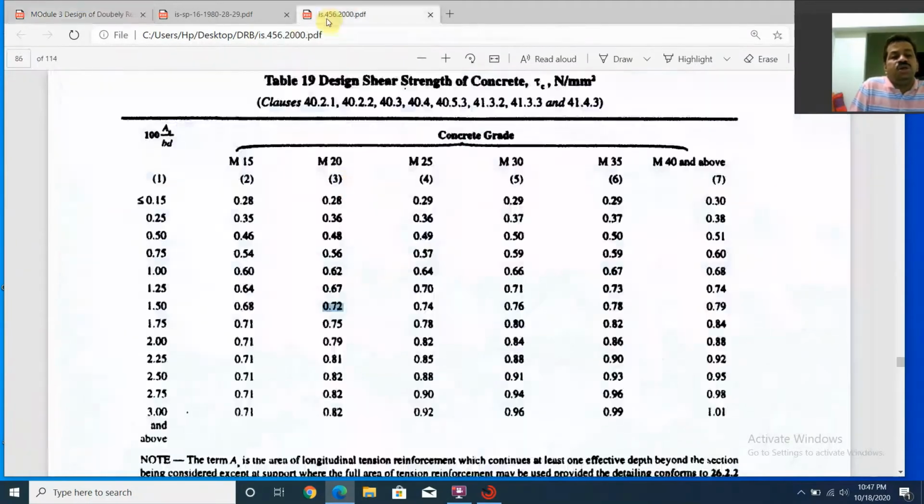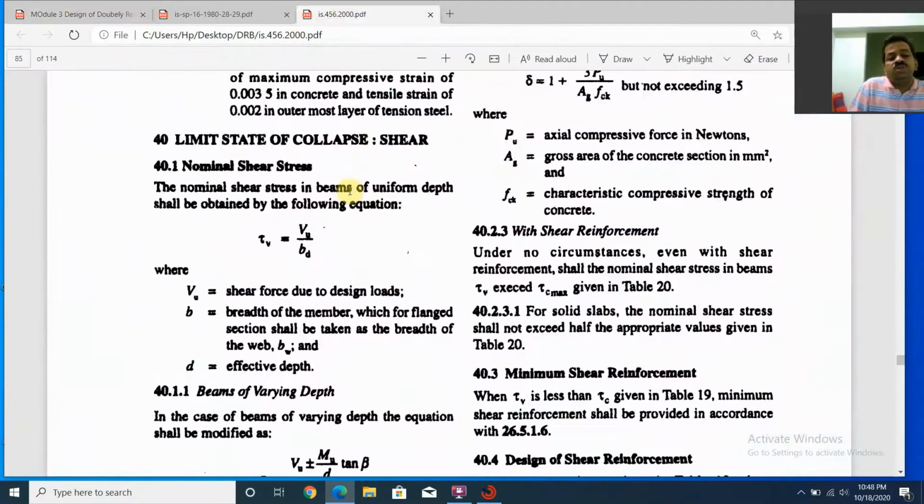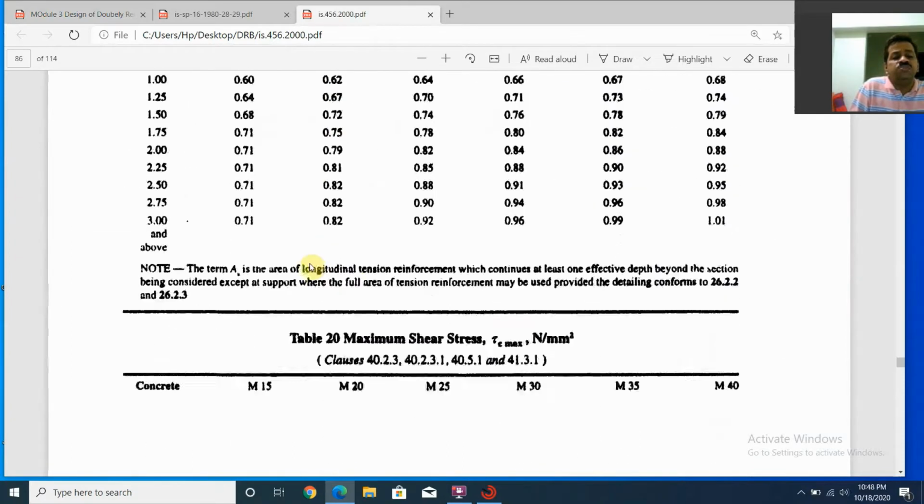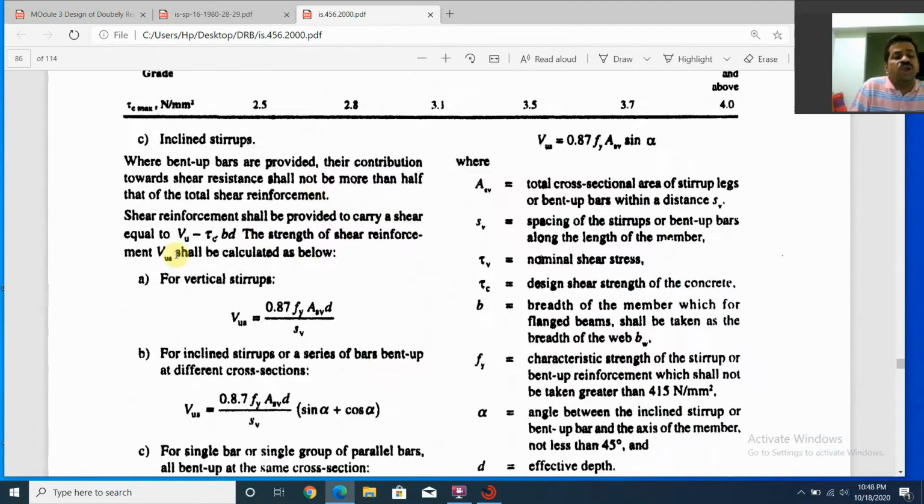Now here as tau V is greater than tau C, when tau V exceeds tau C, we have to provide the shear reinforcement. Instead of vertical stirrups we could go with bent bars, but the execution is a little difficult. So hence we avoid this. We go with the vertical stirrups. So hence for the vertical stirrups, it is told here how do you find that. This is the vertical stirrup.